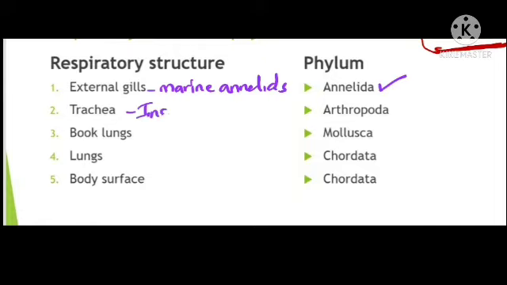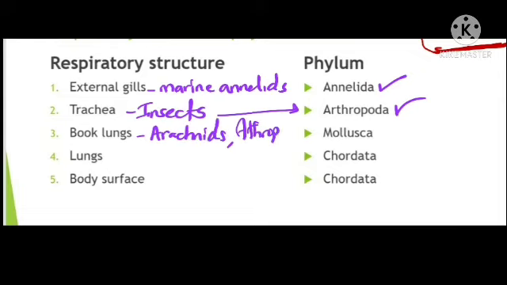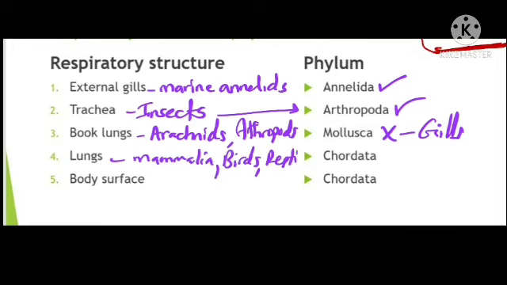And trachea is used by insects, and insects fall under Arthropoda. So, that is also correct. And the book lungs are used by arachnids and arthropods, not by Mollusca. Mollusca uses gills, so that is not the correct answer. And the fourth one, lungs are used by Mammalia, birds, Reptilia. So all are Chordata, so that is correct.